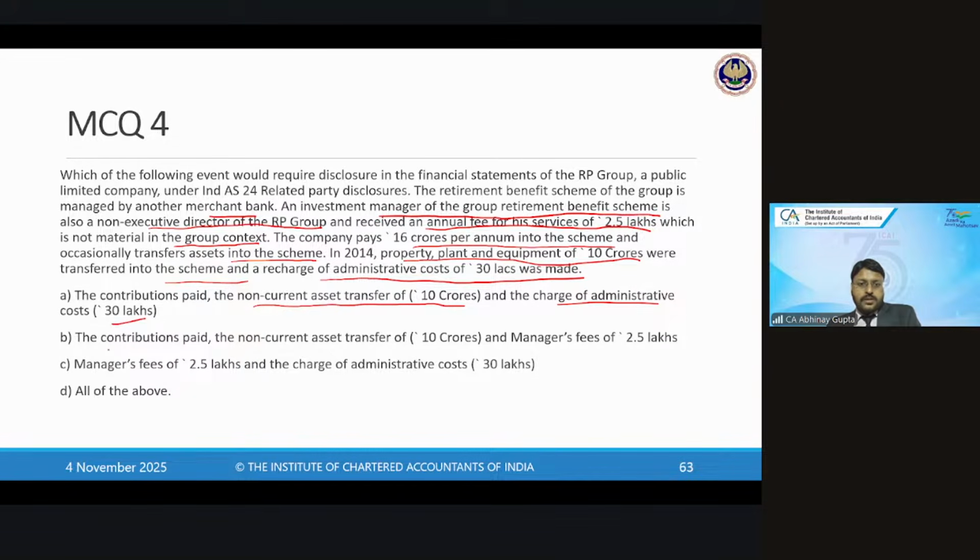Option B: the contribution paid, the non-current asset transfer and the management fees are the related party transactions. Or the manager's fees and the administrative charge are the only related party transactions. Or the third: all the above transactions are related party transactions?